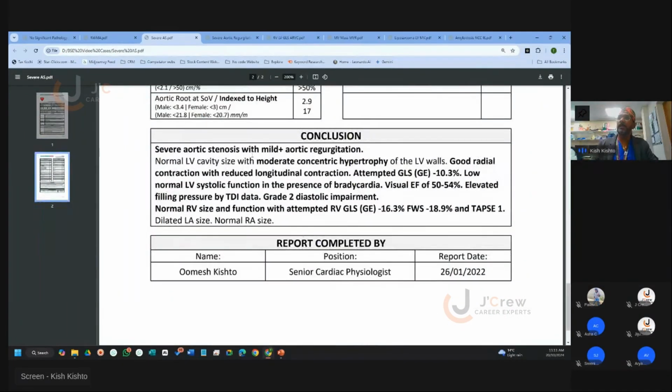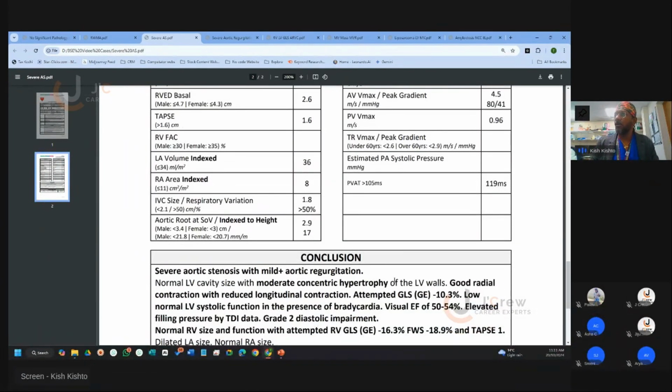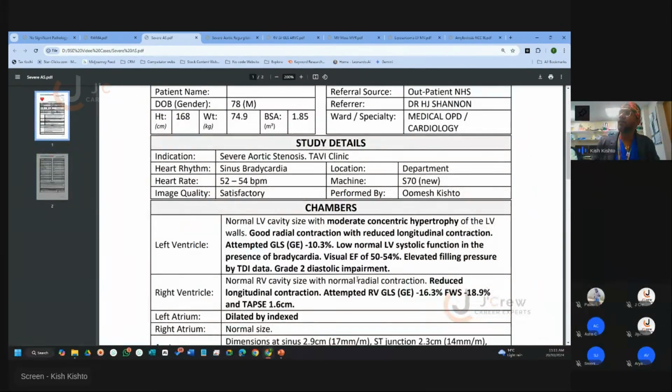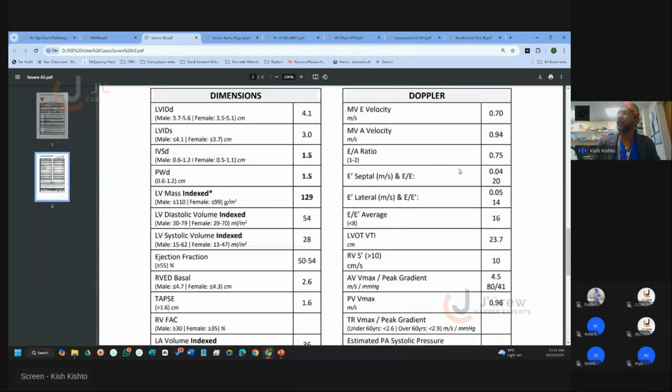So with my conclusion, all the other functions, but the key one here is severe aortic stenosis with mild plus aortic regurgitation. Now if they want to know a bit more about it, they can look above where all the measurements are, or whichever side you keep your measurements.